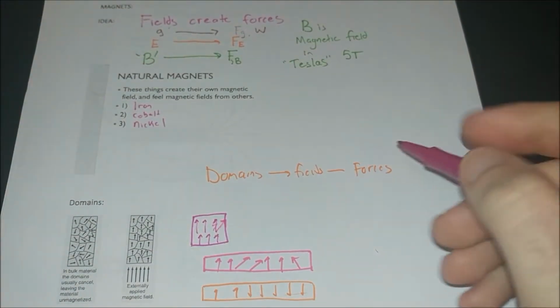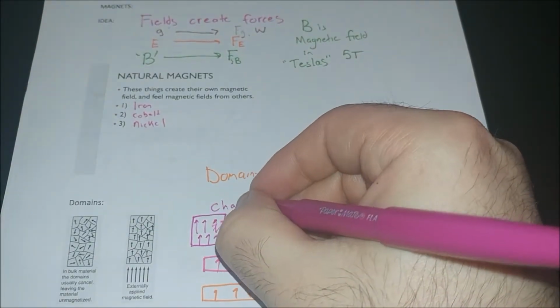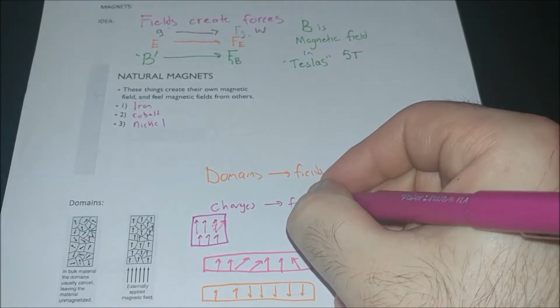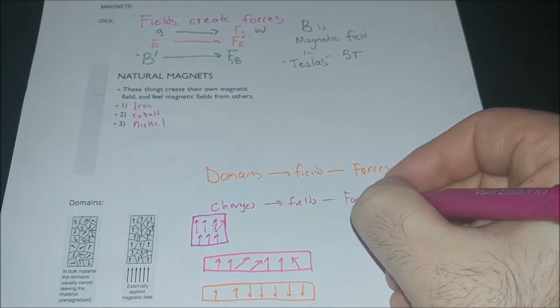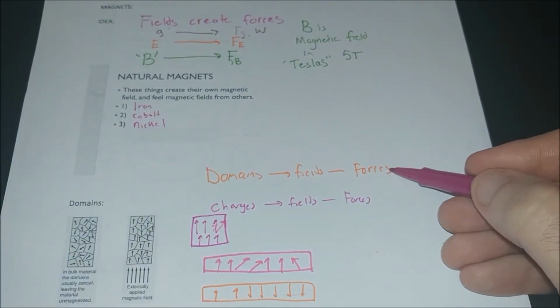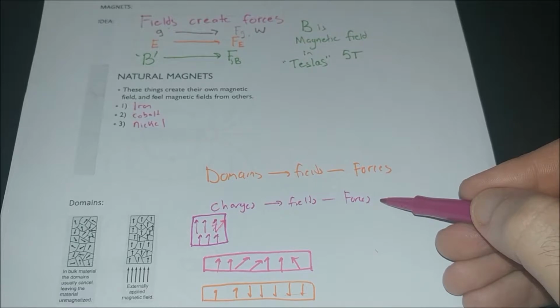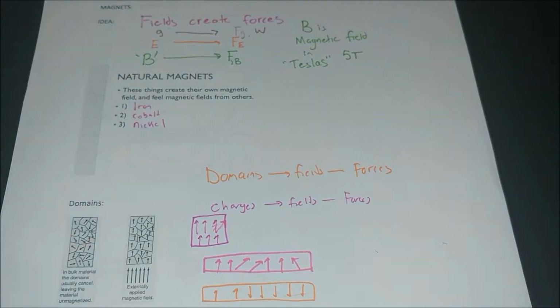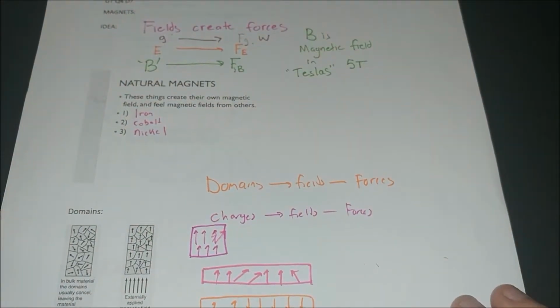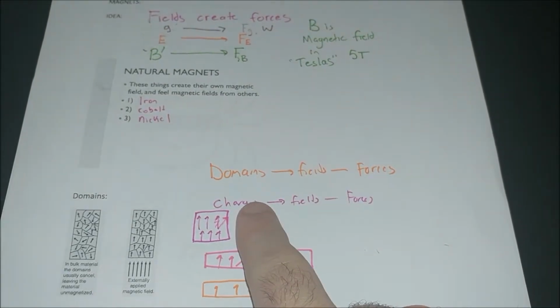Just like we used to say electrical fields, charges would make fields, which make forces. So the top one is for magnets. The bottom one is for charges in electrical fields. So we have a really simple rule to determine it. This one is really easy.